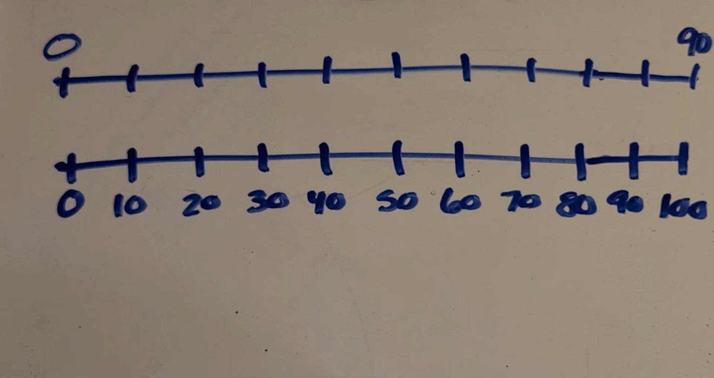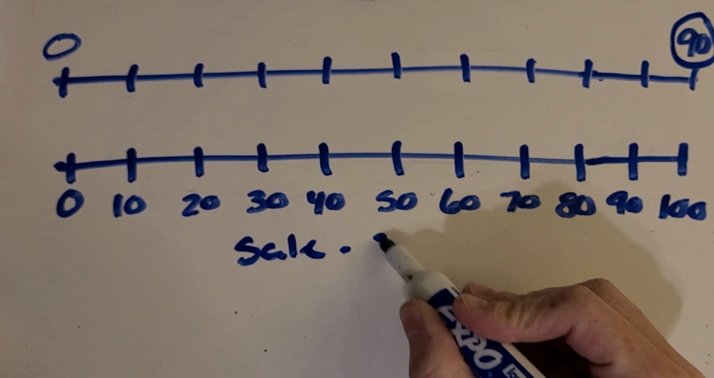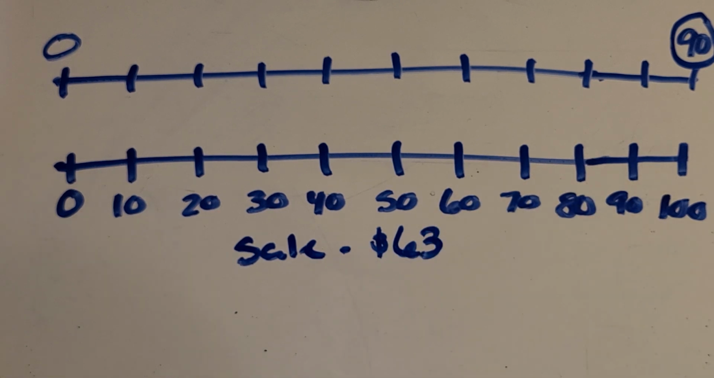All right, so on this problem, we have one more type of problem. We know the original price is $90, and we know the sale price is $63. And we want to know what percent off was that discount. So let's think this through.